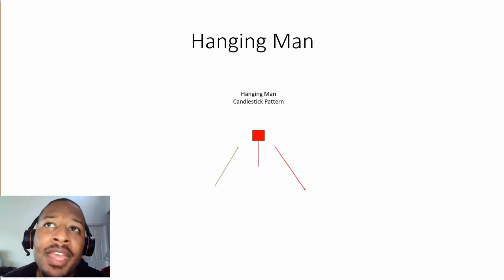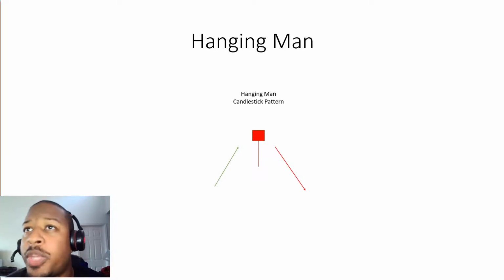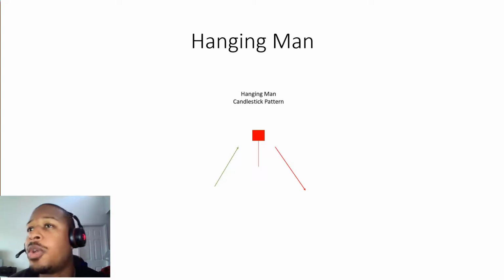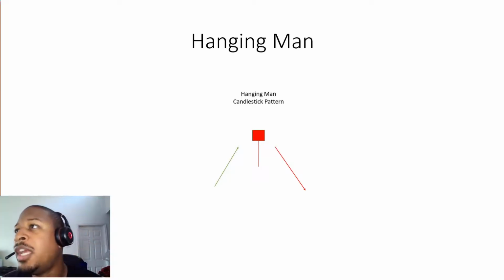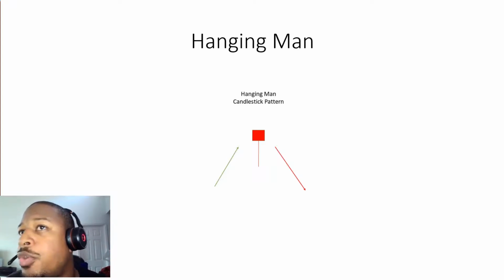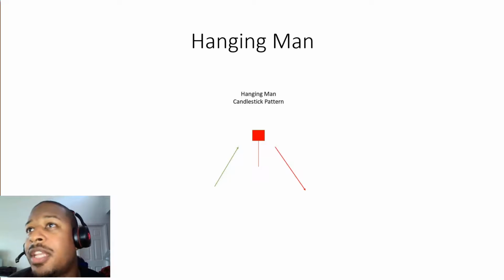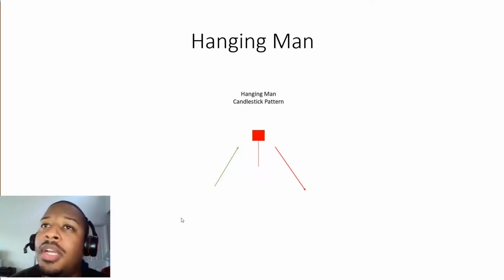Then there's the hanging man. This is basically a single candlestick pattern that's formed at the end of an uptrend, and it signals a bearish reversal. So if the stock has been climbing and climbing, and you see a hanging man candlestick pattern, that's a sign that the bearishness is coming and the stock is about to reverse. Pretty much here, the body of the candle is small and located at the top, with the upper shadow more than twice the relative body, and you're going to start to see it turn down.